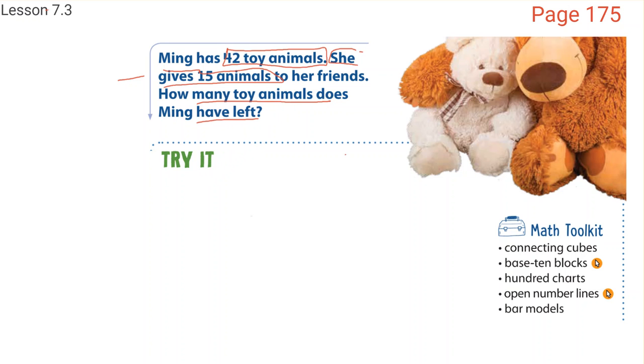So if we're just writing it down as a subtraction problem, you can start it out as 42 minus 15. That equals an unknown number. I want you to pause the video right now and then try to solve this yourself using the strategies that you've already learned.